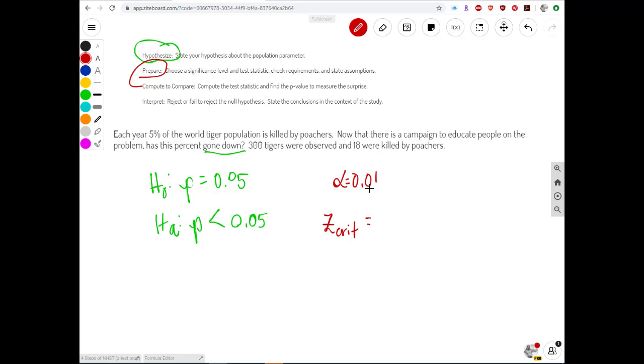alpha. Now, I see over here that this is just a one-tailed test. I'm only concerned with things that are less than 5%. So this is less than 5%. This is a left one-tailed test.